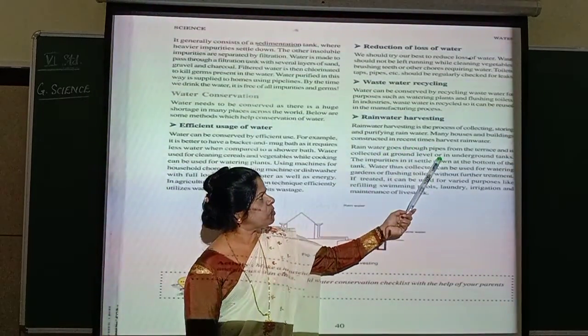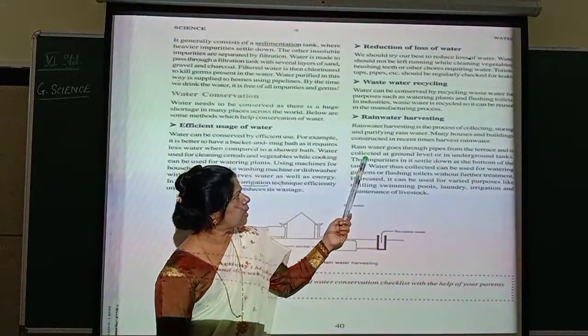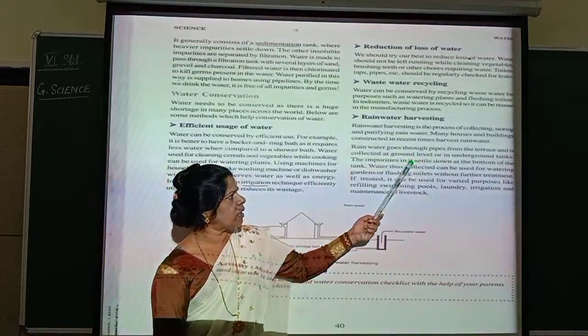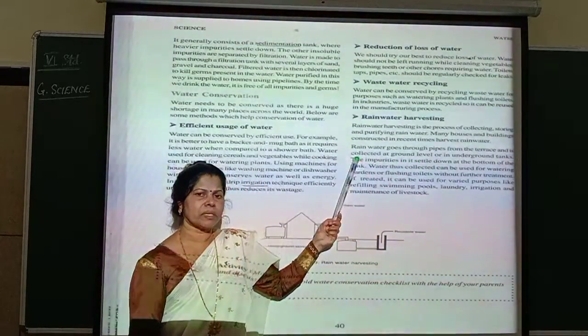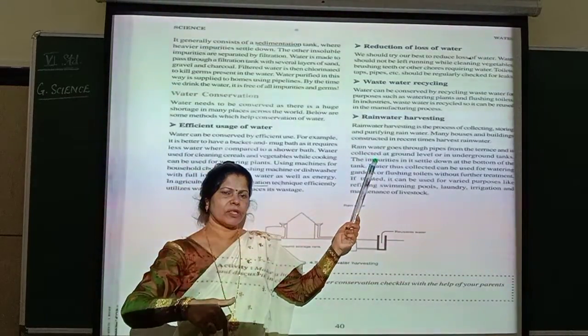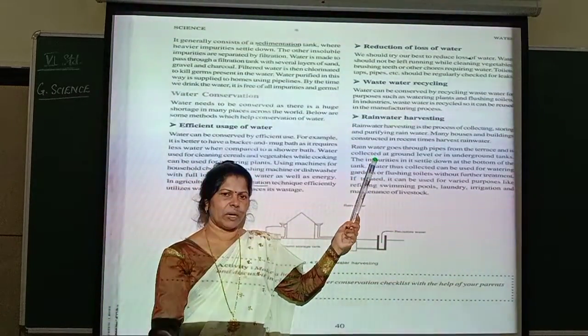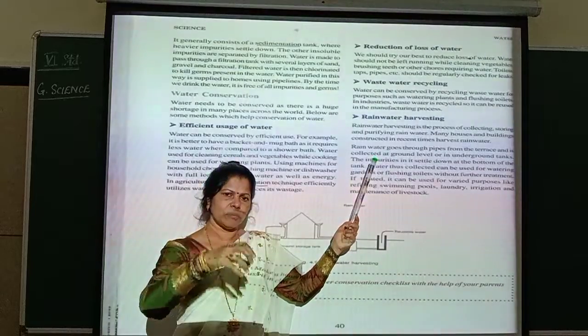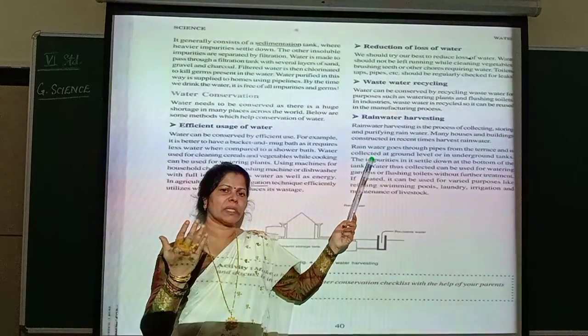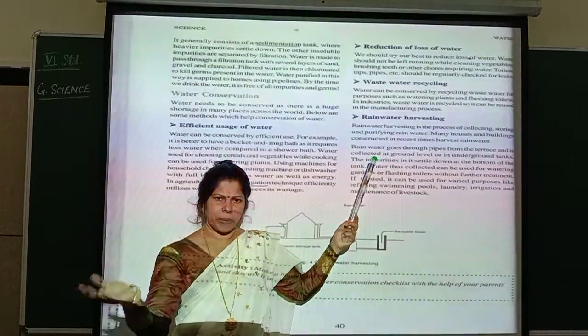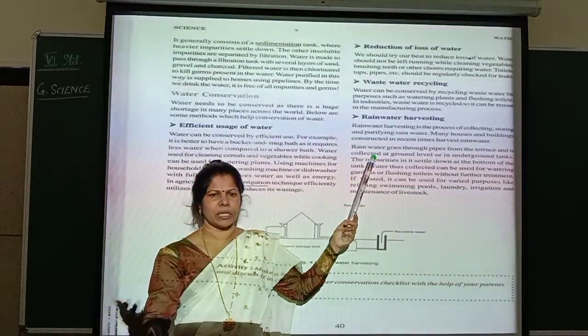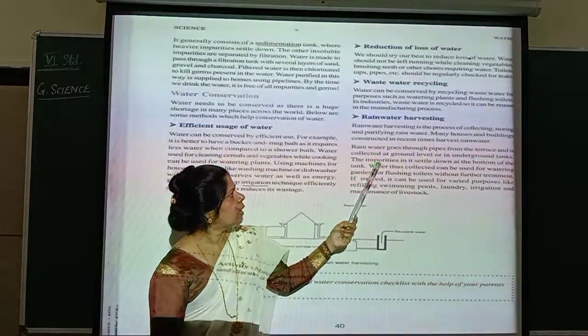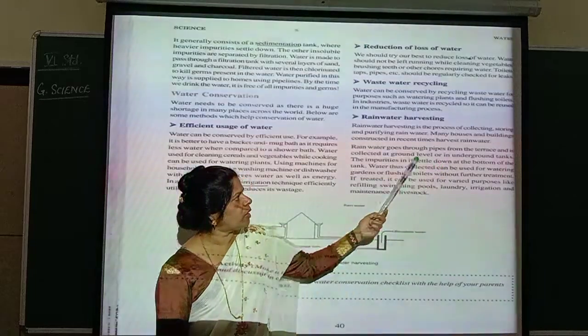Rainwater goes through pipes from the terraces and is collected at ground level or in underground tanks. So what happens? Through the terrace it comes and falls into underground tanks. Some tanks will be there. It will go and pour into that. So that water can be used for planting, for toilets and all those things. Collected at ground level or in underground tanks.